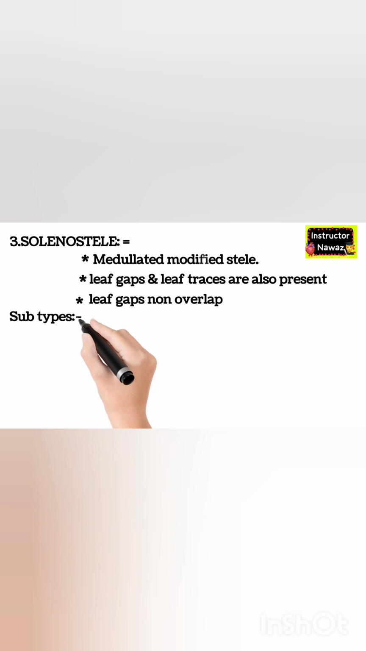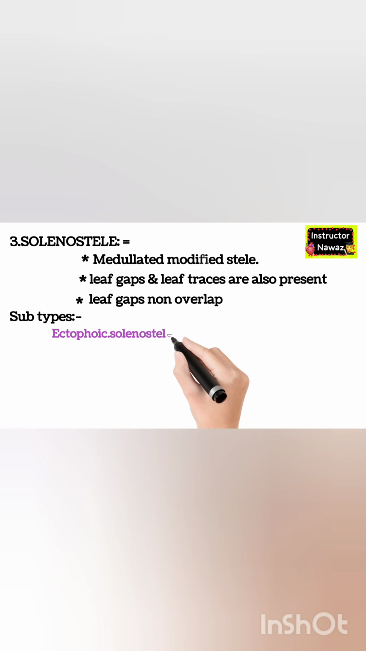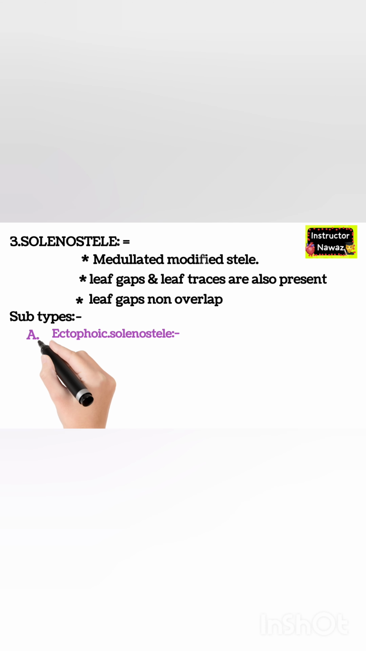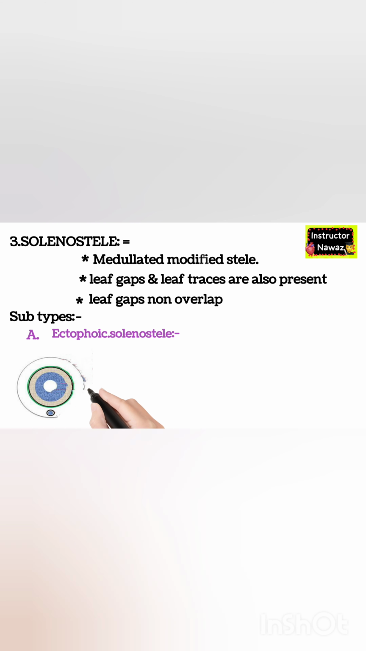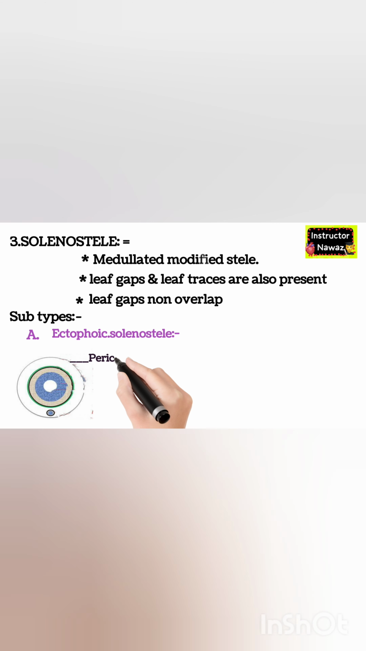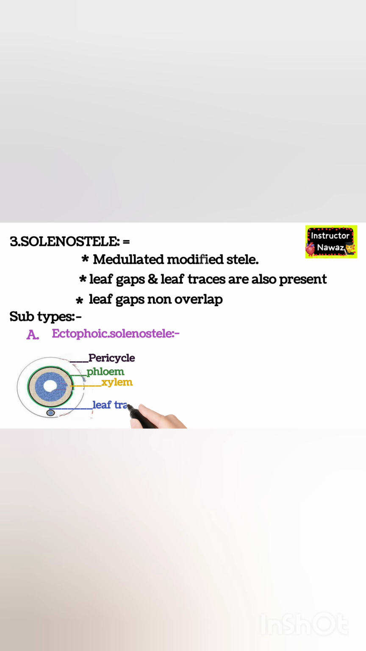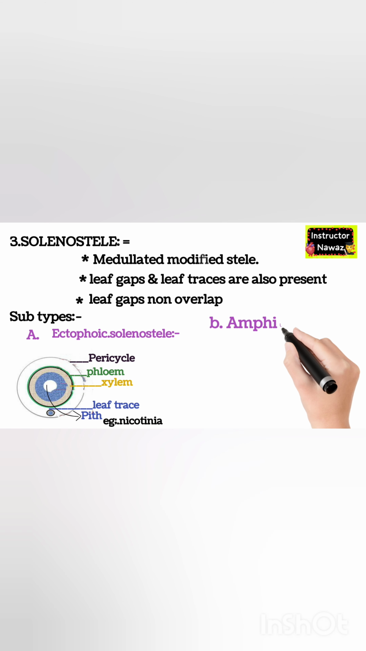It has two subtypes. Number one is called ectophloic solenostele. Let me show its diagram like this. It has the same coverings again, but it has one additional point. This is called leaf trace. This ectophloic solenostele is differentiated from ectophloic siphonostele due to the presence of leaf gap and leaf trace. It is present in Nicotiana.